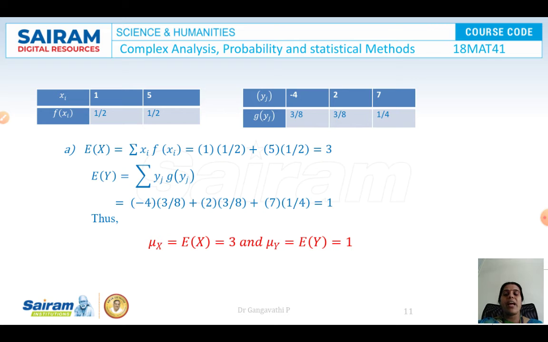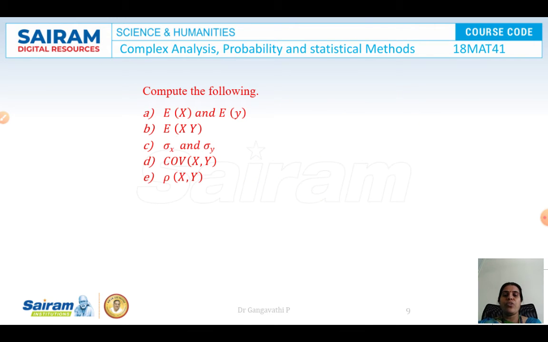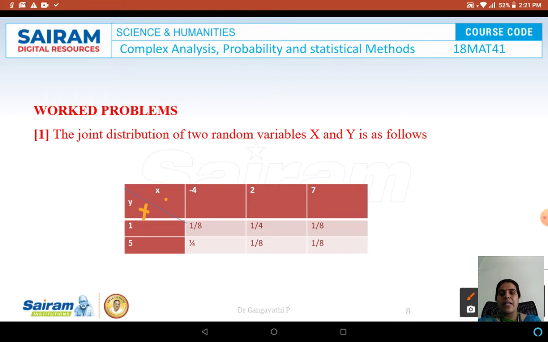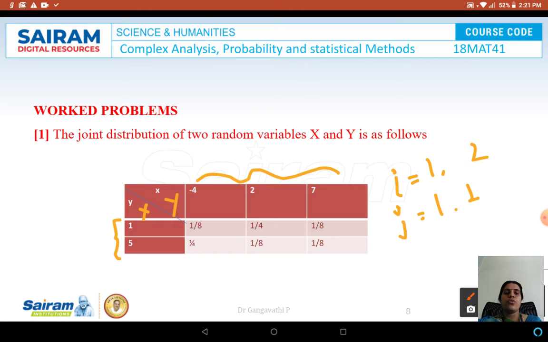And the corresponding values of f of x we have to obtain from the given table. So let me show you the given table. Here are the values of x and this is y. If you observe, the values of x are 1 and 5, there are 2. And the values of y are minus 4, 2 and 7, there are 3 values. So i takes the value 1 and 2, whereas j takes the values 1, 2 and 3.